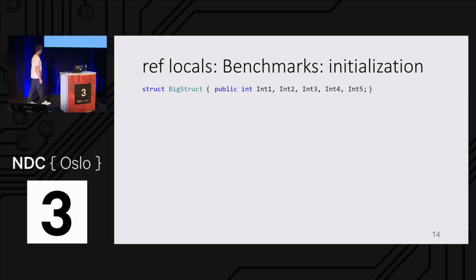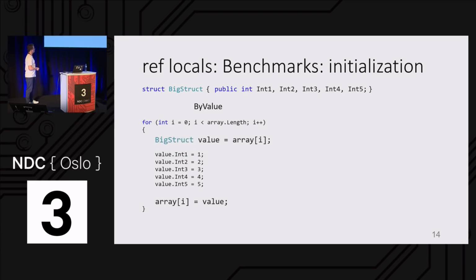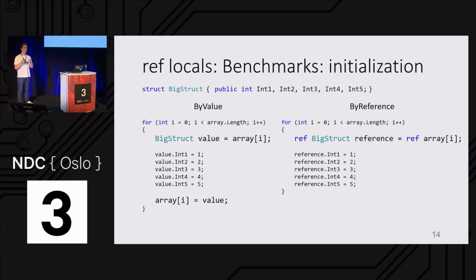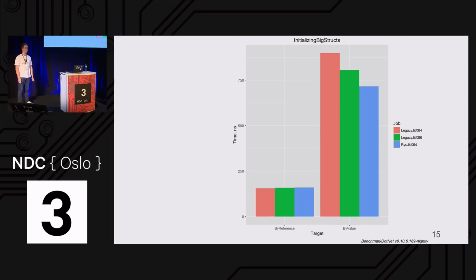And let's run some other benchmarks. Let's iterate through an array of big structures and just initialize them. A big structure in this example is 5 fields. So when we do it by copy, we take a copy from the array, work with the local copy, and then we put it back to the array. So we copy it twice. But when we do it with references, we dereference the array item and work with a local reference. We don't copy any memory. And the difference is quite huge.